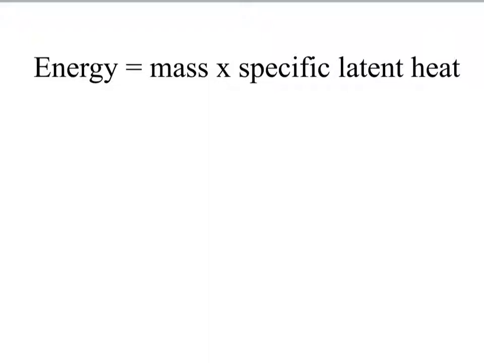Just like our previous equation, you'll be given this equation in your exam paper. It will be on the inside of the front cover. It will be in this form. You won't be given units, so let's go through those again. Energy, of course, joules. Mass, kilograms, not grams. And specific latent heat, joules per kilogram.